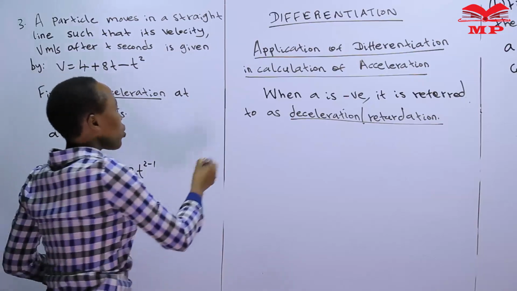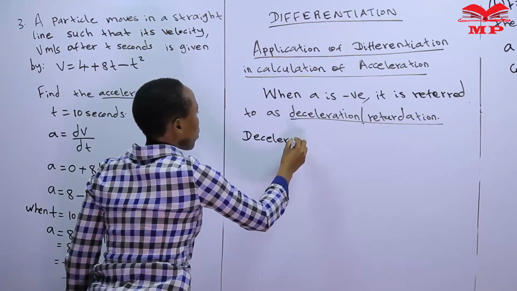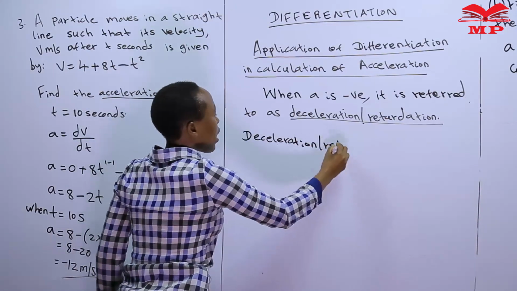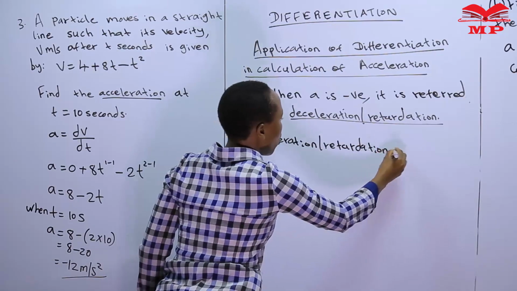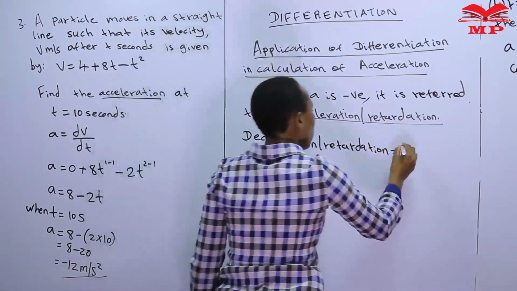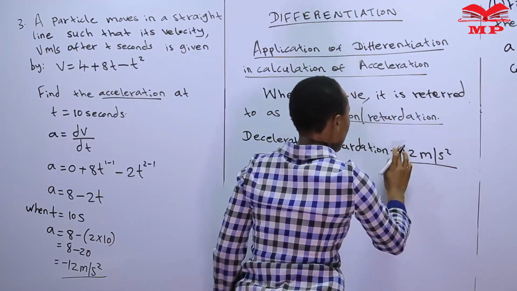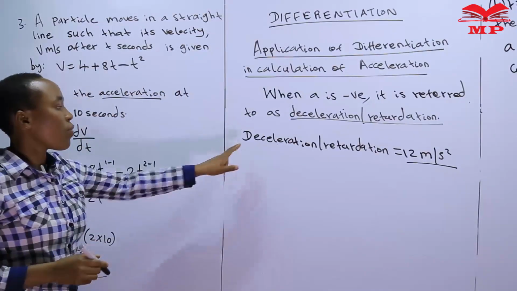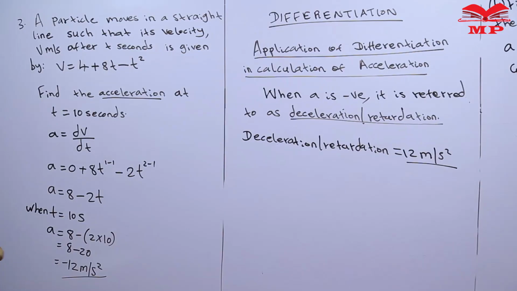So our retardation in this question, or our deceleration, therefore, will be equal to 12 meters per square second. The negative shows that it is a deceleration, and therefore the deceleration is 12 meters per square second.